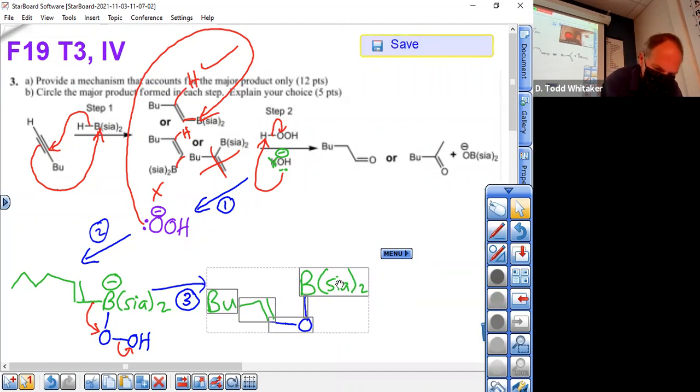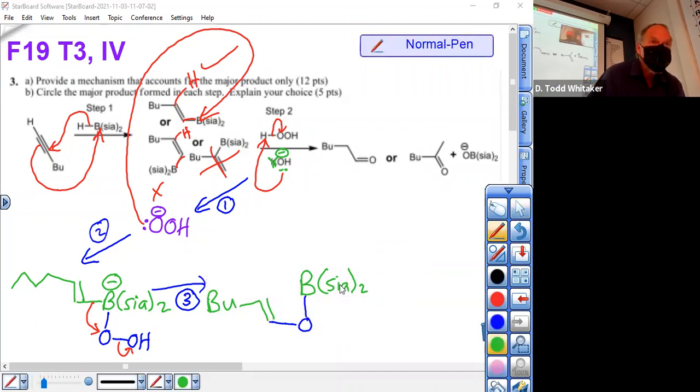Step 4. Oh, I got to remind you, you also made another product at this time. It's OH minus, hydroxide, and it has a minus. The second time you generate an O minus, you do the same thing that you did the first time you generated an O minus. You attack the B.